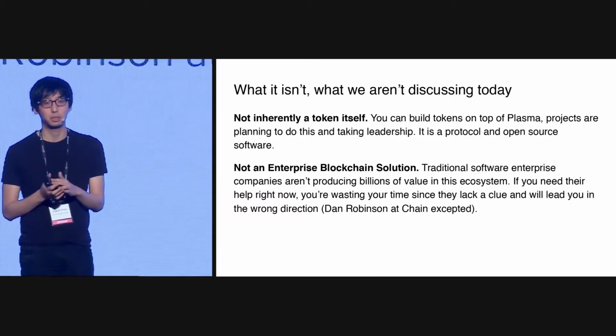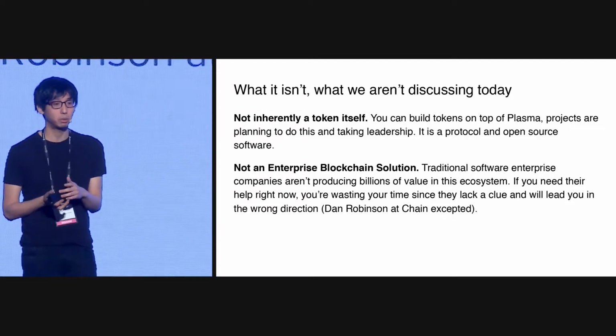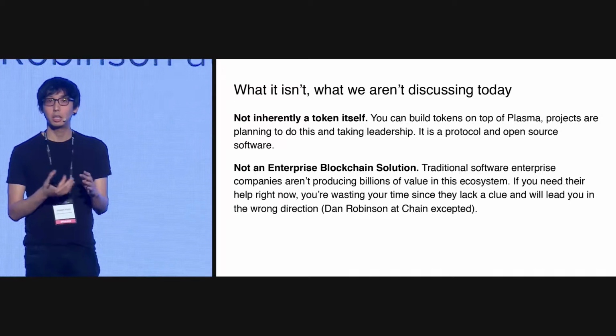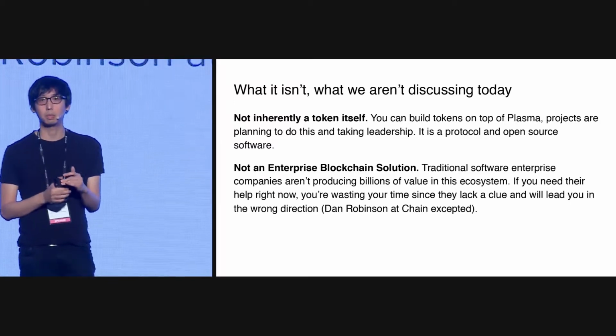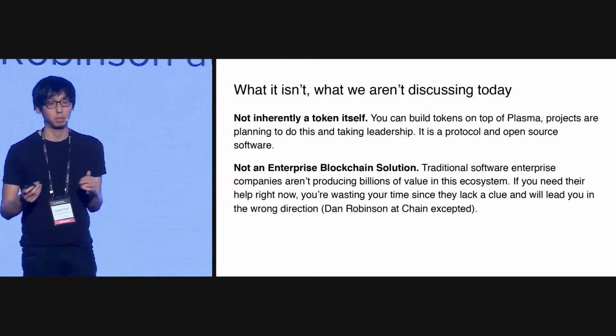Traditional enterprise companies haven't really been successful in this space. They haven't really produced any real value. If you talk to the enterprise blockchain people, they're probably going to be wasting your time. The only person I've been impressed with is Dan Robinson, who started getting interested in Plasma. There are a couple of other exceptions, but by and large, the enterprise blockchain consulting companies are a waste of time.